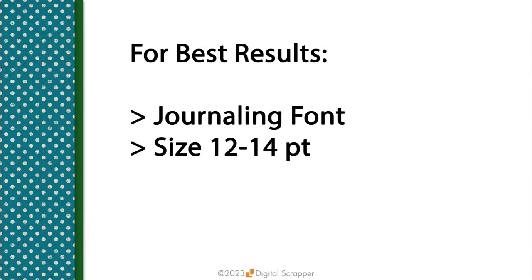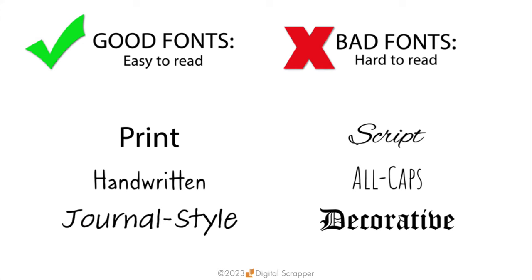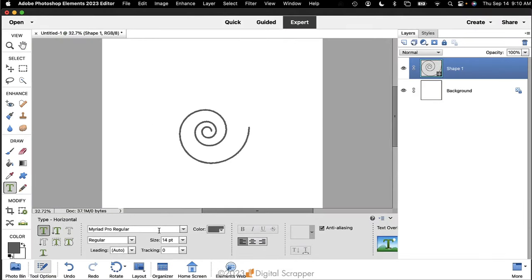Keep in mind that this technique should only be used for journaling, and because of this, a journaling font with the size of 12 to 14 points should be used. When choosing a font, it's best to use print style journaling fonts or fonts that are handwritten print. Because the type is on a curve, you'll want to avoid script fonts, decorative fonts, or fonts that are in all caps. Set the size to 14, set the leading to auto, and the tracking to 0. Photoshop users will find the leading and tracking in the character panel. Click on the left align icon, and then click on the color chip and choose black.